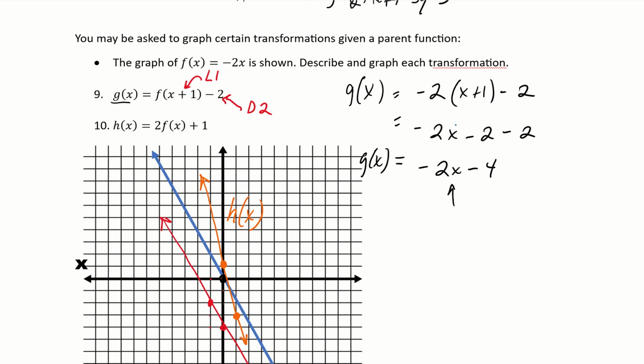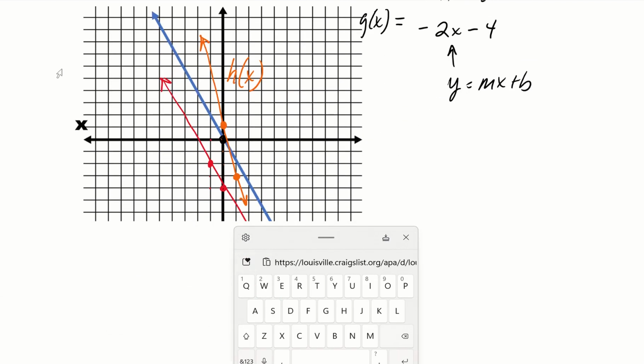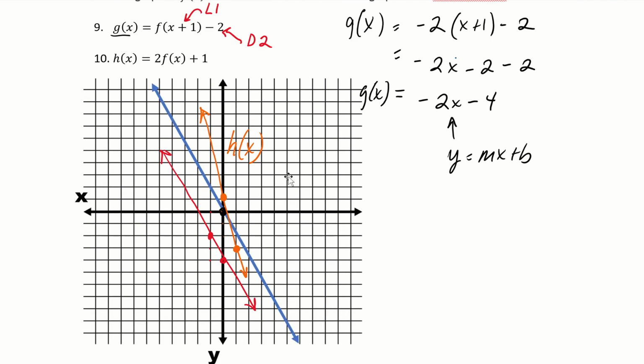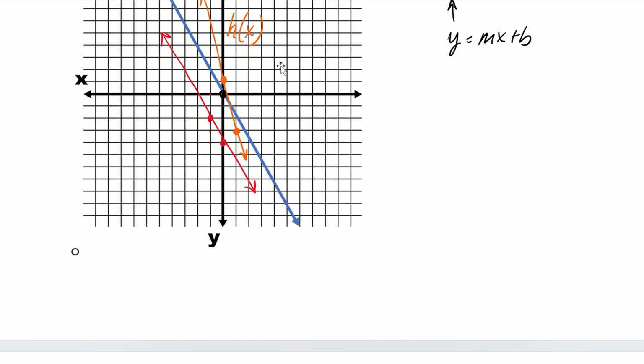This is written in the form of y equals mx plus b. So I know I'm graphing a line with a y-intercept of negative 4. And so you can see that my y-intercept is at negative 1, 2, 3, 4, and it has a slope of negative 2. We could use the same strategy over here. Okay.